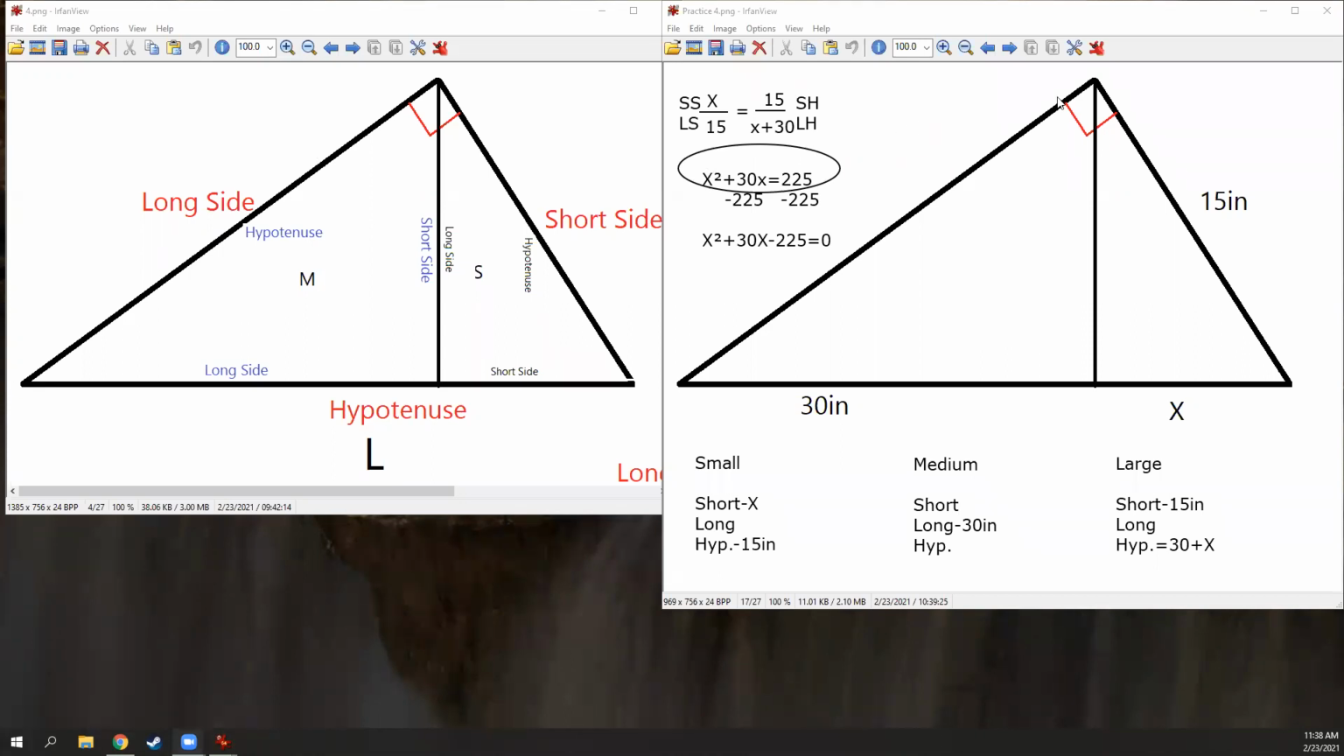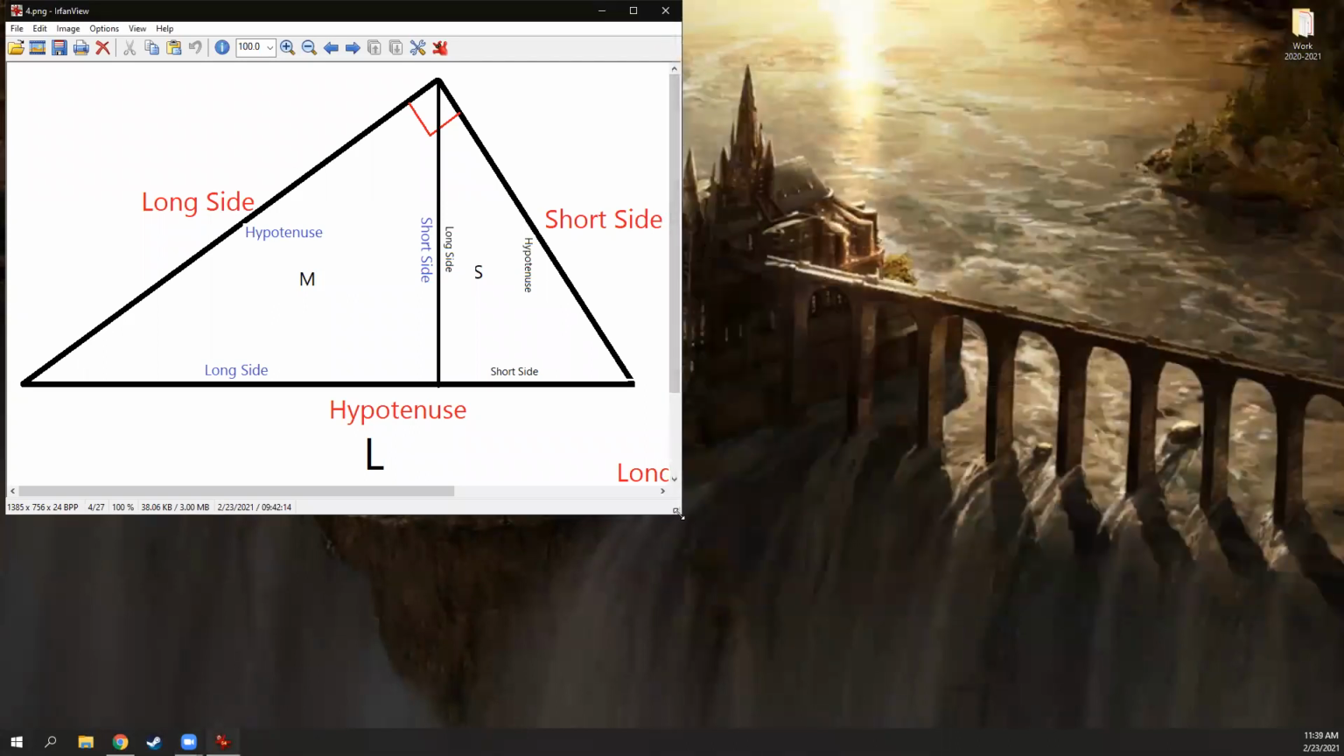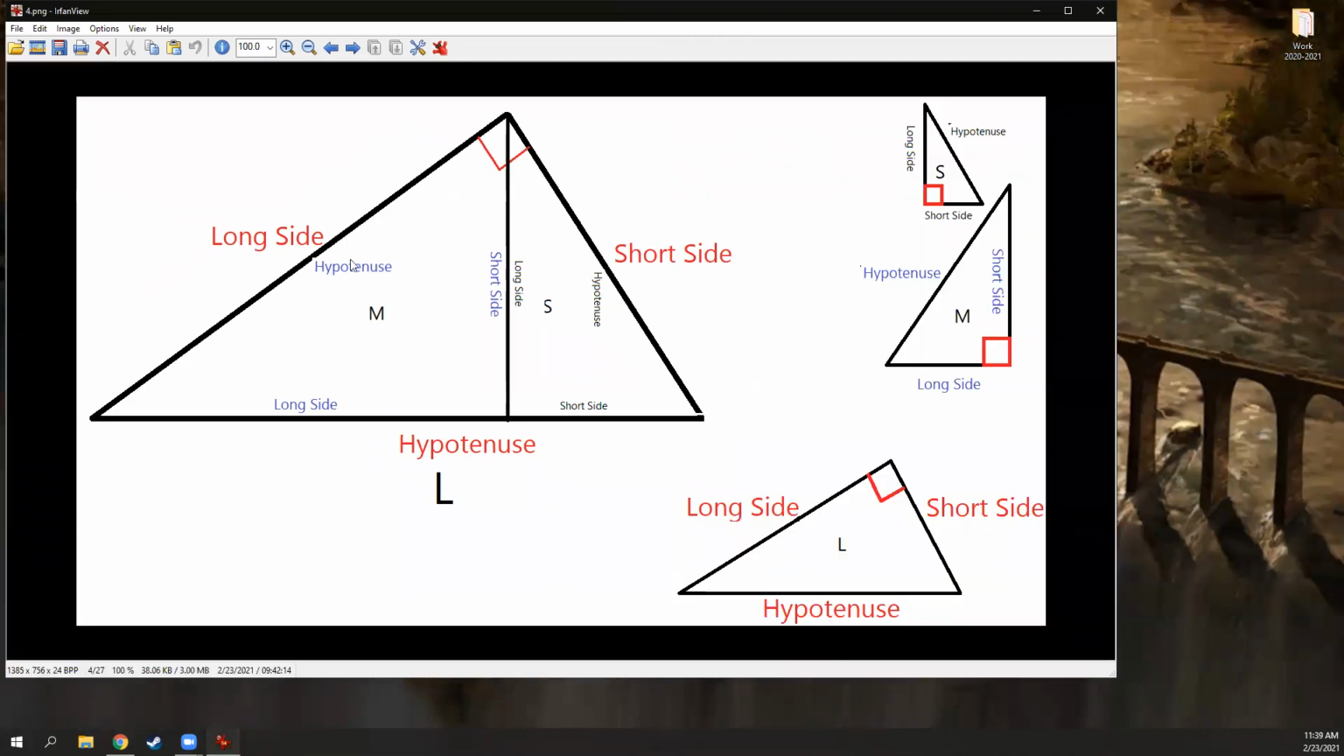But all right, so that's similar right triangles. I really, really, really suggest that you pay attention to this template. I'm gonna post it, of course. These guys are just to help you see them separately, but this is really the meat and potatoes of the whole thing, is seeing small, medium, large, small triangle short side, medium triangle short side, being able to compare them on this template. That's really important.